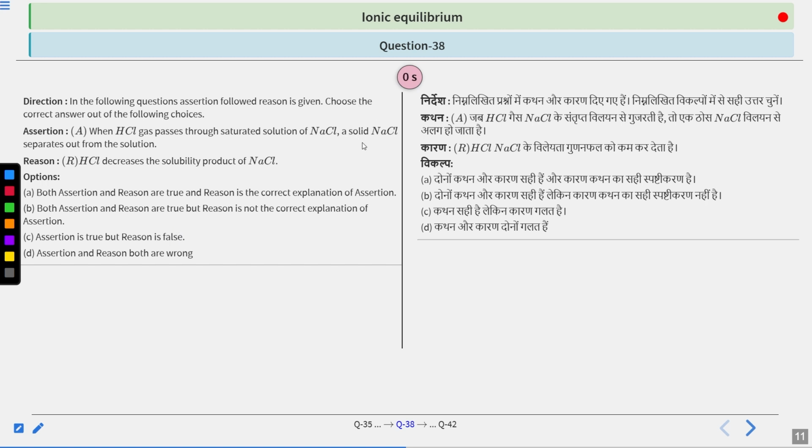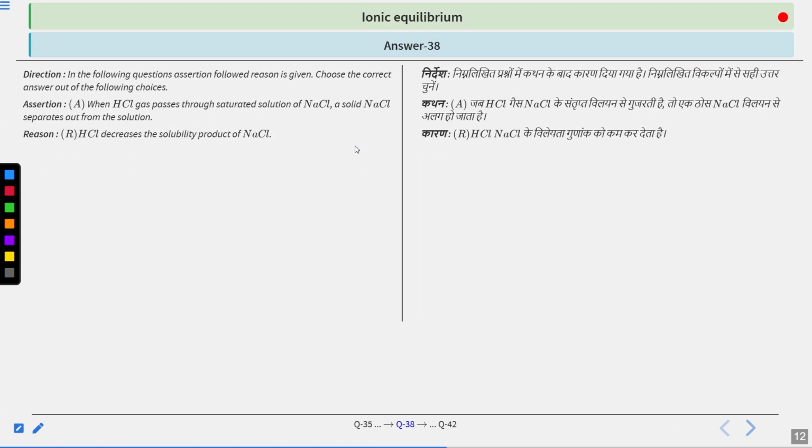The time is up for this question. So what was being said? We are given a statement and a reason. Now you have to predict whether the assertion and reason are correct or not, and also whether the reason is correct for the given statement or not. The statement is that if you are passing HCl gas through a saturated solution of NaCl, meaning the maximum solubility has been attained in the solution, that solution we call a saturated solution.